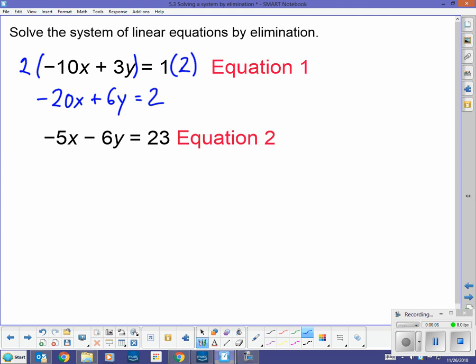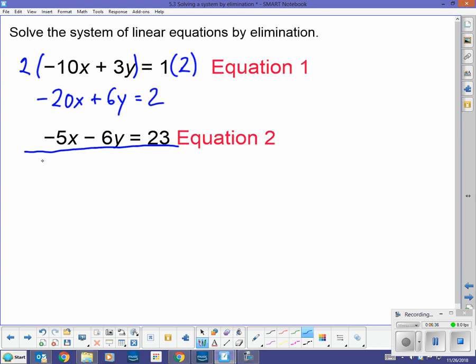Now, in the course, when we do more difficult problems, we might have to multiply both equations in order to get a pair of opposite terms. You might have to multiply one equation by a positive number and the other equation by a negative number. We'll practice those in class. For these basic equations, we only have to multiply one of the equations, in this case by the 2. So I have my pair of opposite terms here.